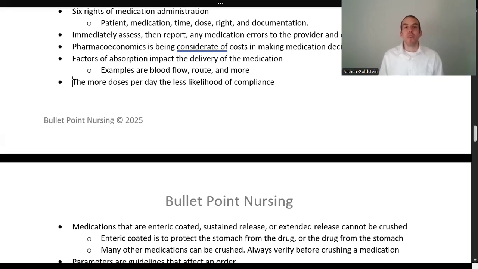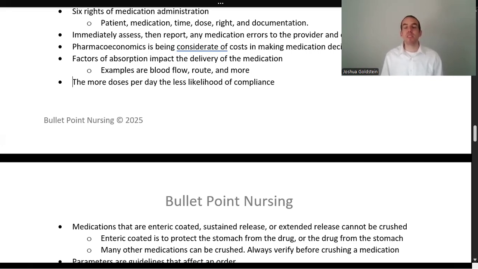Next, if a medication error occurs, and these do happen, the first thing, and you're going to see this on your tests, and you could see this on the NCLEX, the first thing you do is assess your patient right away, then immediately report it to the provider and to your charge nurse. But the first thing you're going to do is assess your patient.